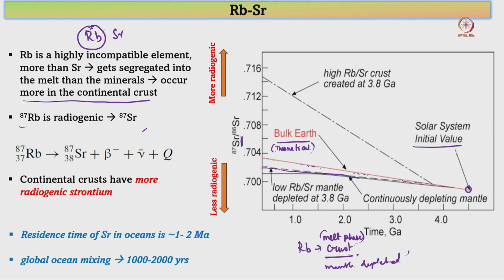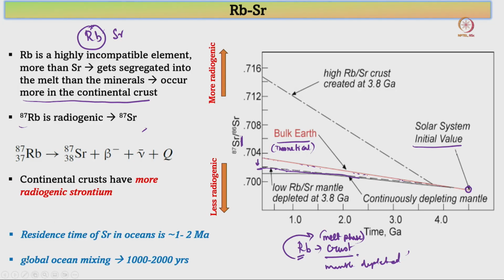This is this dotted line, okay. This dotted line is my low rubidium by strontium mantle, okay. But what we also know, and why do we see that the radiogenic value is very low? Because obviously the rubidium all got into the melt phase and it is there in the crust, okay. So, our mantle has a lower radiogenic value as compared to the theoretical bulk earth value.